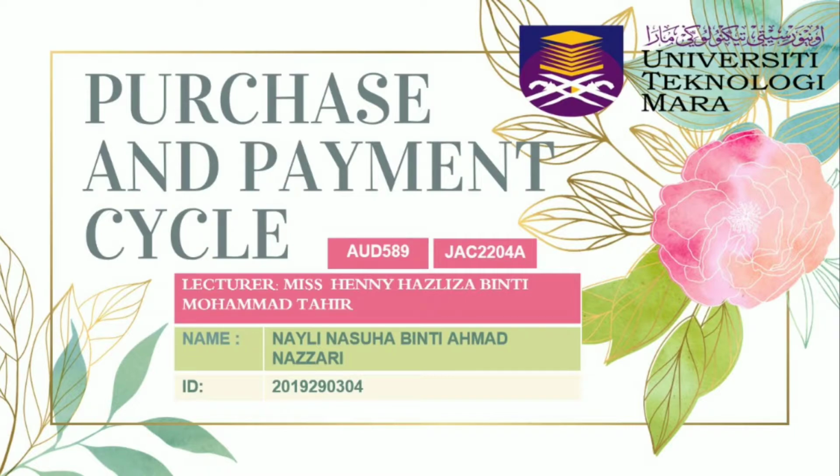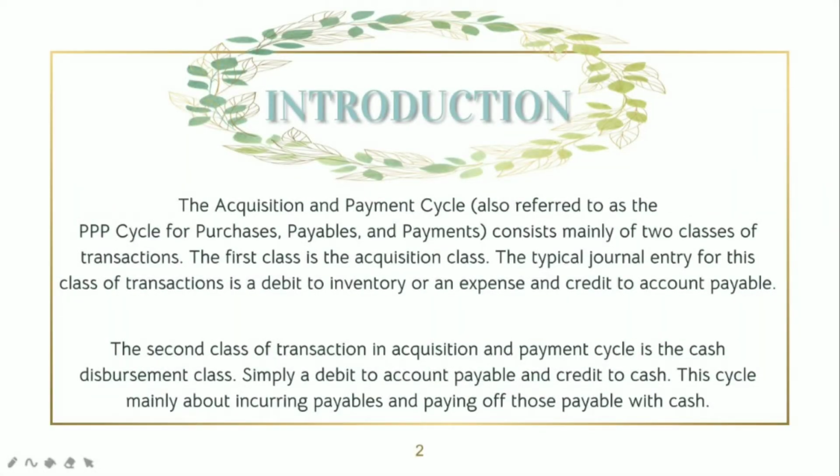Okay, I will present about the purchase and payment cycle. For the introduction, the acquisition and payment cycle, also referred to as the PPP cycle for purchase, payable and payments, consists of mainly two classes of transaction. The first class is the acquisition class, and a typical journal entry for this class of transaction is a debit to inventory or expenses and a credit to accounts payable.